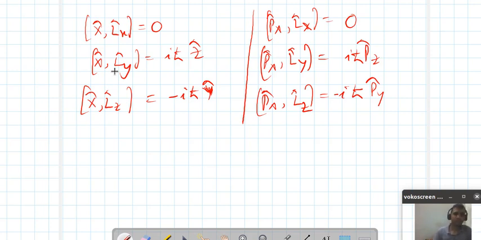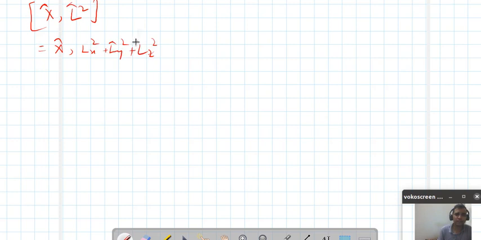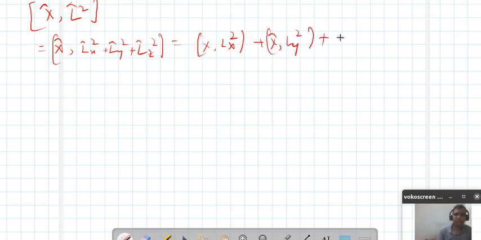Then let us consider another commutation relation. It is x with L square, its commutator, it can be written as x with Lx square plus Ly square plus Lz square. So it is x with Lx square plus x with Ly square plus x with Lz square.